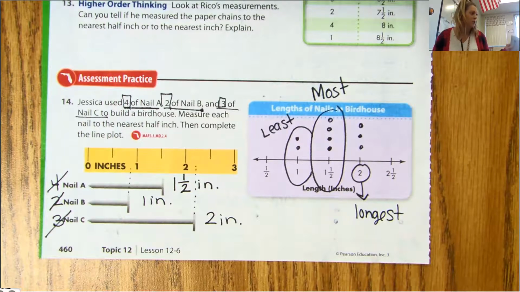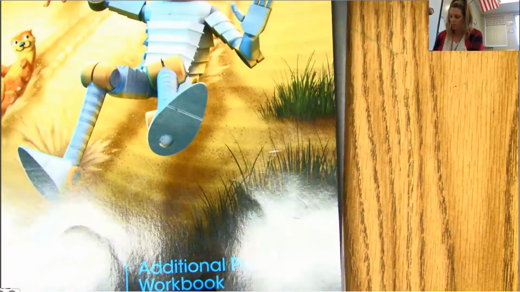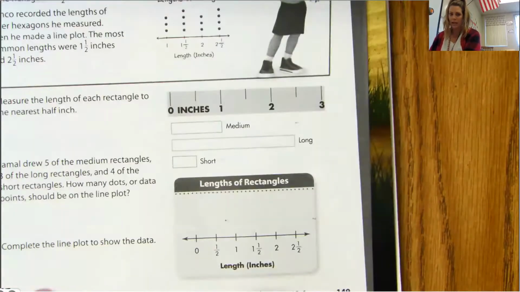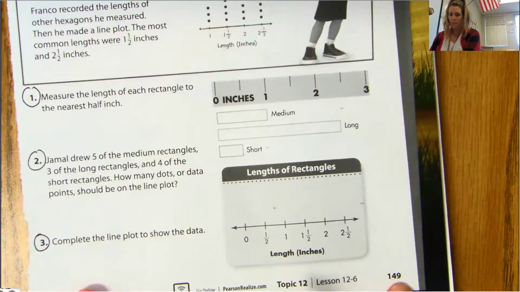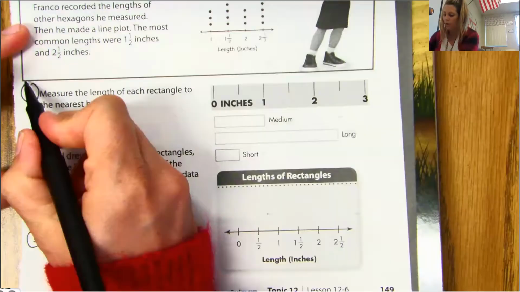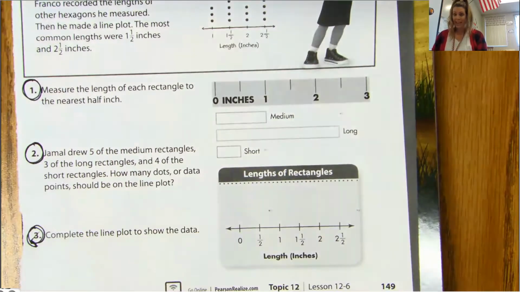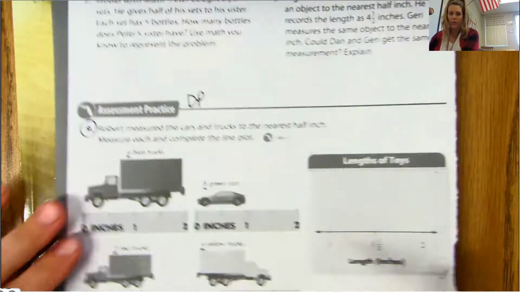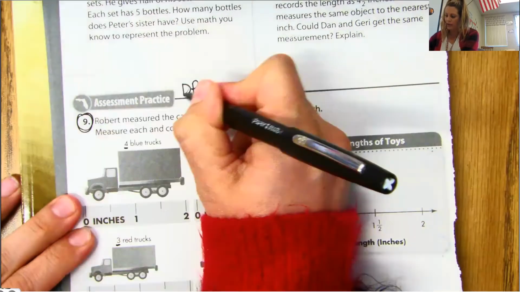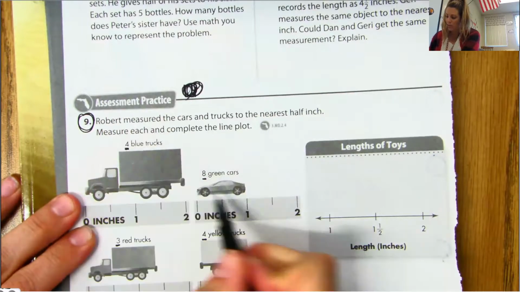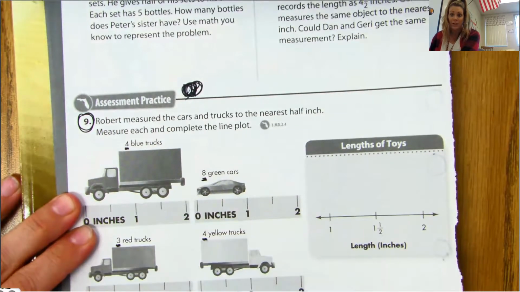All right, sorry, I feel like I've been talking to you forever. On to your own work. You are in your additional practice book and you are turning to page 149. Okay, 149, and you are going to do question number 1, 2, 3, and flip that bad boy over, and you are going to do number 9. Number 9 is similar to that nail question. Pay attention to the number of vehicles they are talking about.